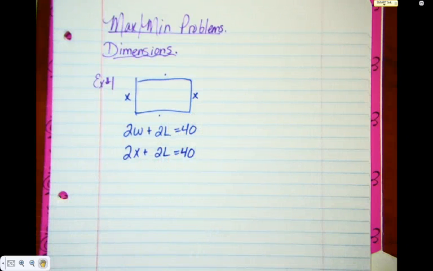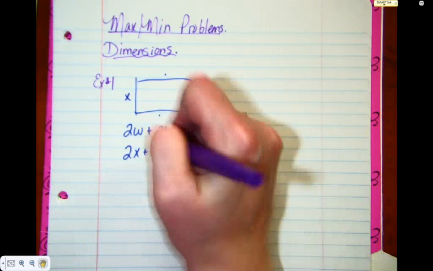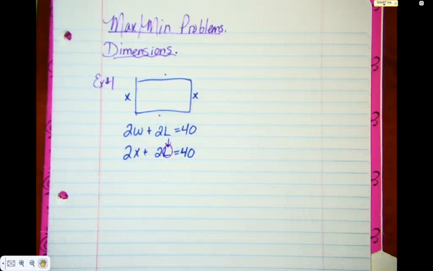And I could have called it w. I could have called it anything. We're just used to seeing a parabola with x. That's why I tend to like x. And what I want to do is just get this L by itself. So I want to get rid of all the numbers, get the L by itself.